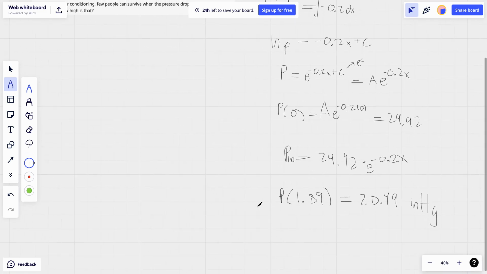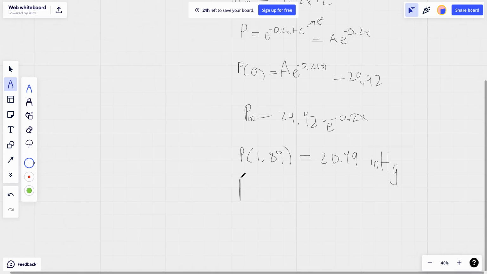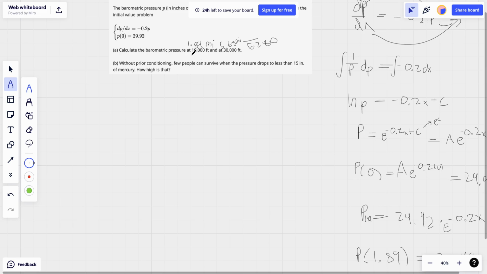We also have the pressure at 5.68 miles, and that's going to be equal to 9.60 inches Hg. All right. So that answers our first question, part A. That's the pressures at these feet based on our differential equation.